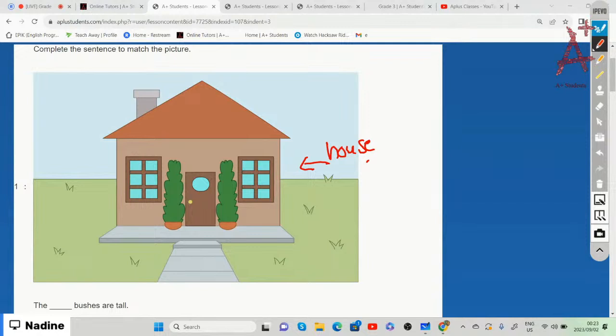All right, so we can then say the house's bushes are tall, meaning that the bushes in front of this specific house are tall. We say "are tall" because "are" refers to more than one. So the house's bushes are tall.